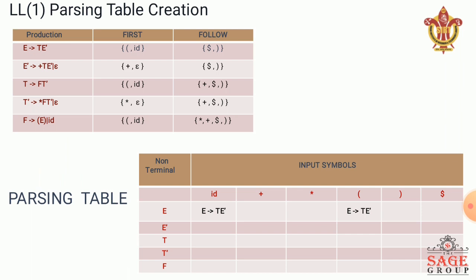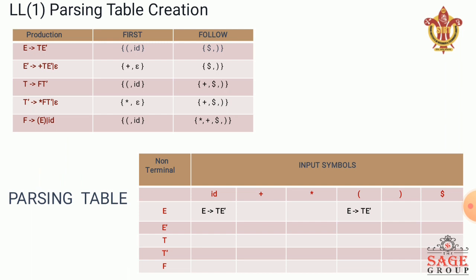We have 5 productions in there, and we have also written here the first and follow symbols. So before we create the final parsing table, we create a blank table. In the blank table we use all the variables as rows, and all the terminals including dollar as columns. So id, plus, star, opening, closing and dollar are columns, and E, E dash, T, T dash and F are rows.